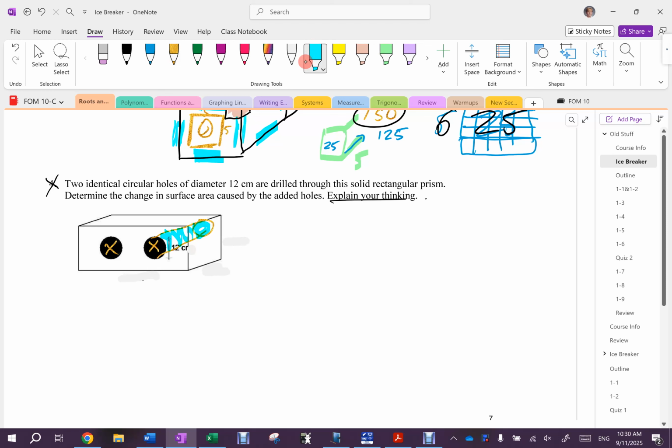Does everyone understand? That's why I said don't worry about the numbers. You didn't need a formula or anything. You just needed to recognize that you would lose those 2 little circles, but you would gain the whole tube. Right? Everybody with me? All right.